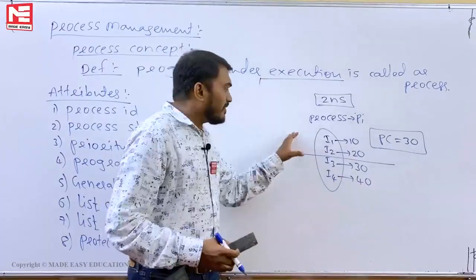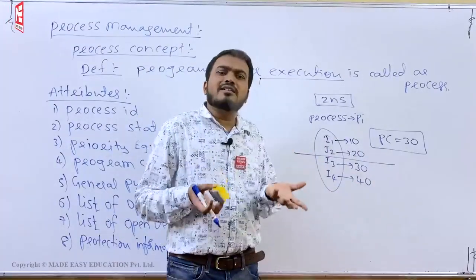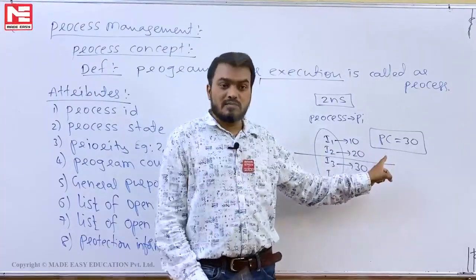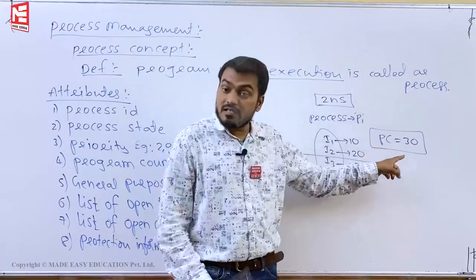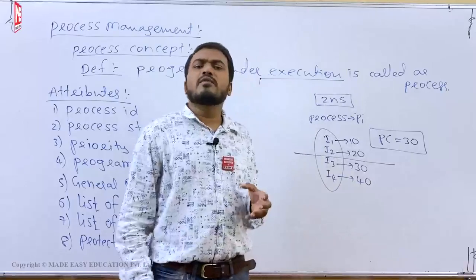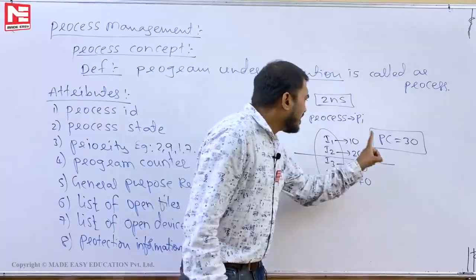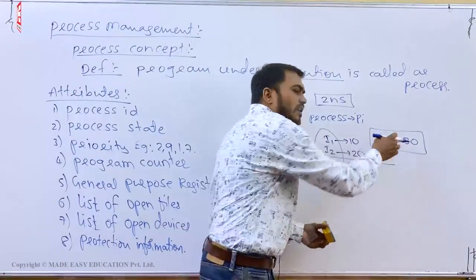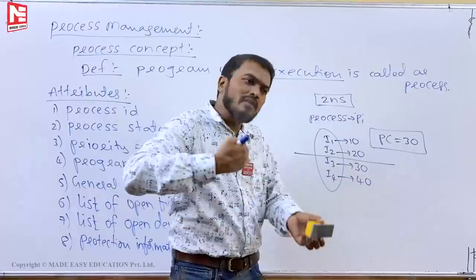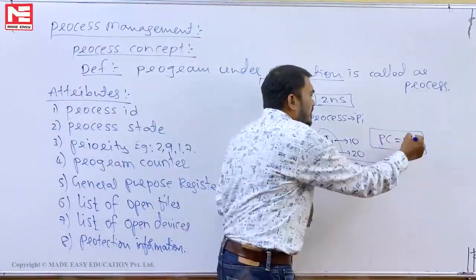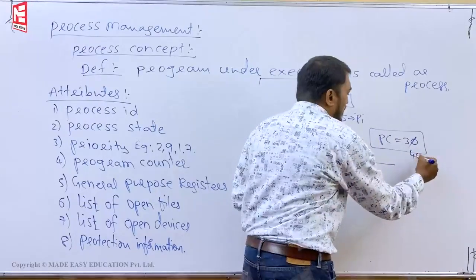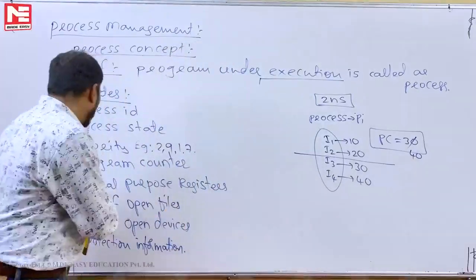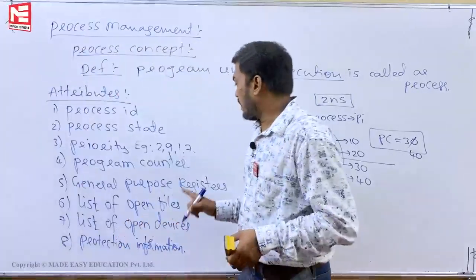Next time when P1 is scheduled onto the CPU, how will the CPU recognize which instruction to execute? It will recognize with the help of the program counter, which contains the address of the next instruction to be executed. The CPU simply checks the address in the program counter, which is 30, goes to that location, fetches that instruction and executes it. Once it is completed, the program counter changes to the next instruction, let's say 40. It executes instruction by instruction. Is that clear? That is the meaning of a program counter.